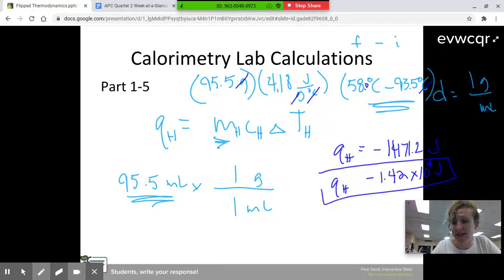Okay, so that's the process for the hot water. You're going to do the exact same thing for the cold water, only you're using the mass of the cold water and the temperatures for the cold water. Any questions on that process? For the cold water, I got 8087.4 joules.